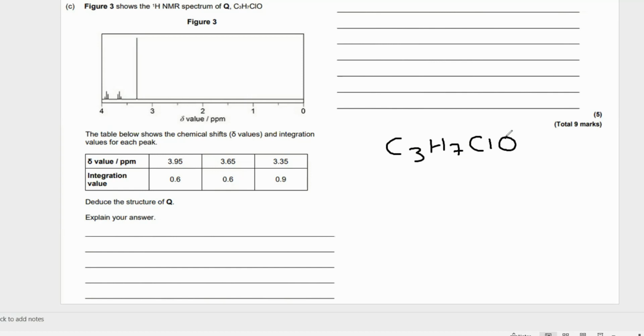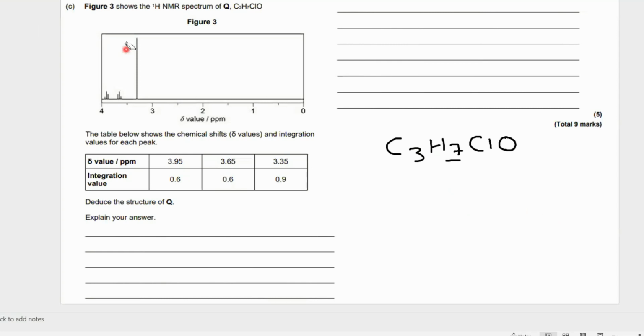Figure 3 shows the H1 NMR, that's proton NMR, spectrum of Q with a molecular formula of C3H7ClO. Now, my first thought when I see that kind of formula is, oh wow, we're dealing with an acyl chloride, easy peasy. But if you draw out the structure of the acyl chloride, notice there's only 5 hydrogens, but our molecular formula has 7, so this can't be the correct answer.